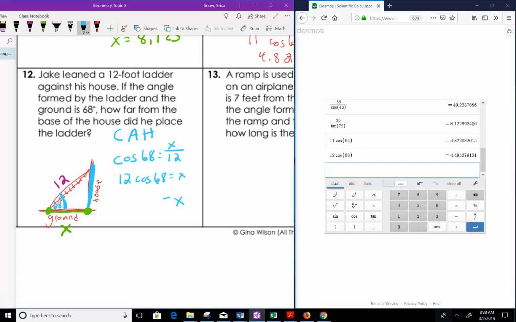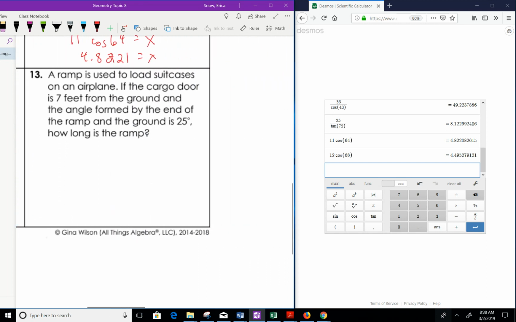And we get that x is 4.4953 when we round it. So he put his ladder about 4.5 feet from the house. And you would make this feet. Okay. Not too bad, right? Always, always, always draw a picture.